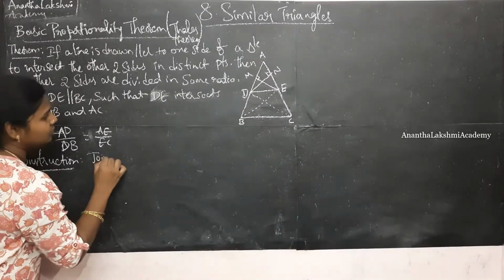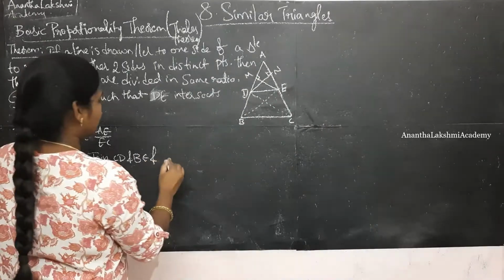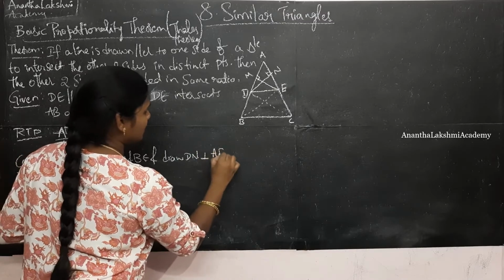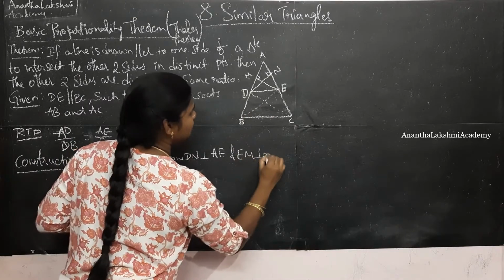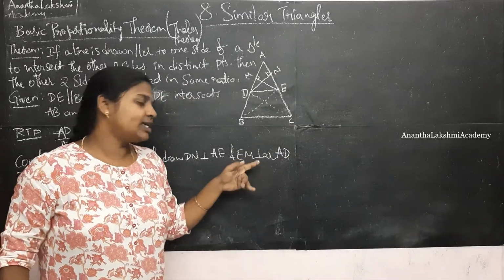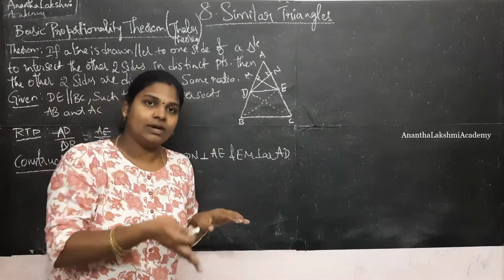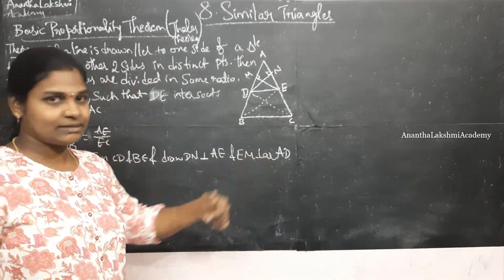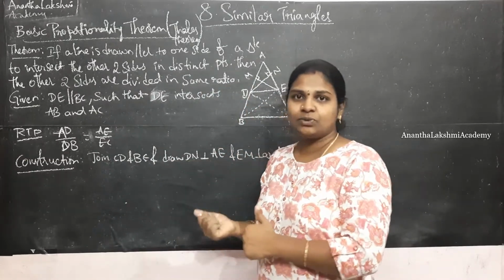join CD and BE and draw DN perpendicular to AE and EM perpendicular to AD. See, look here students, I am using the symbol for perpendicular and parallel. Parallel is indicated with two vertical lines, whereas perpendicular is the reverse T. Okay, the perpendicular symbol. That is what I am going to use to save some space on my board. All right. So let's jump into the proof part.